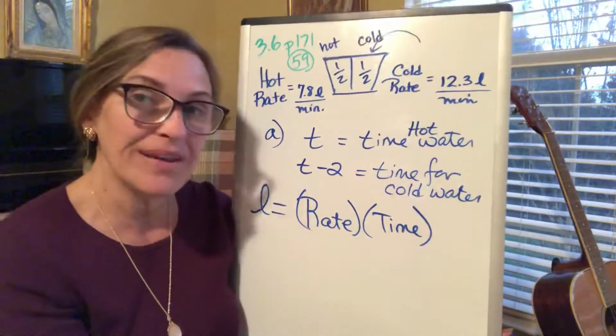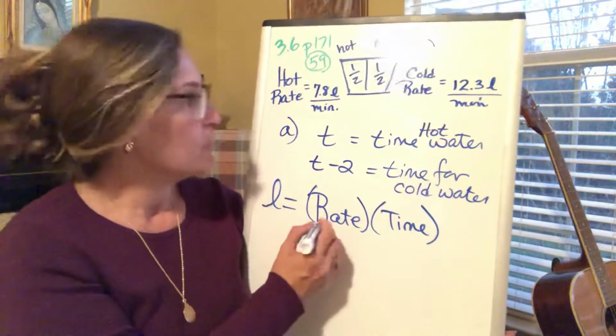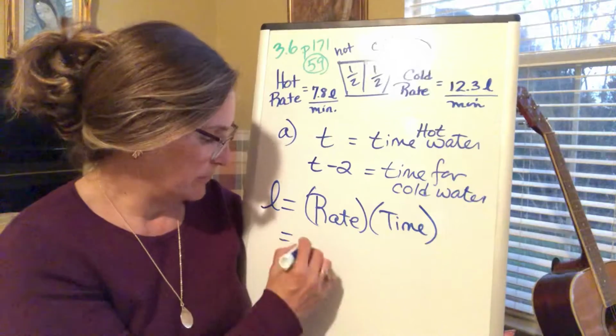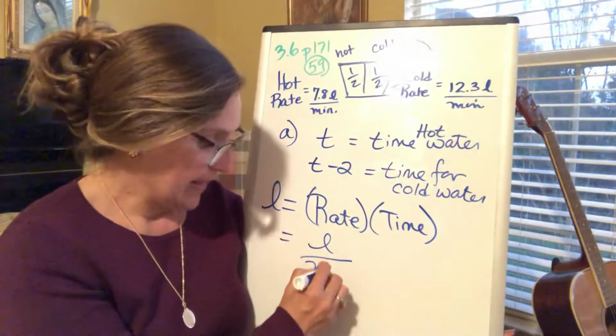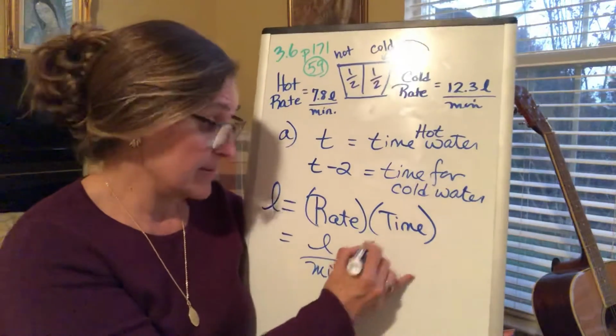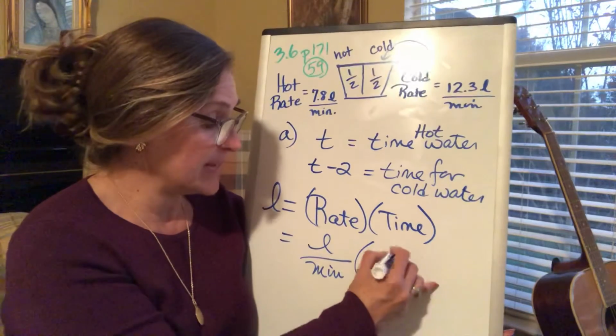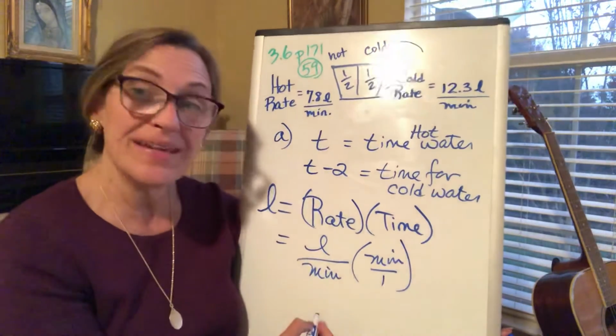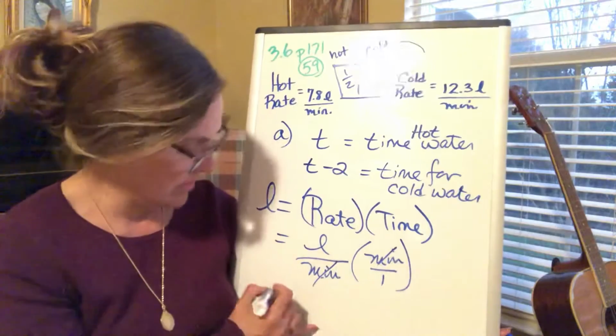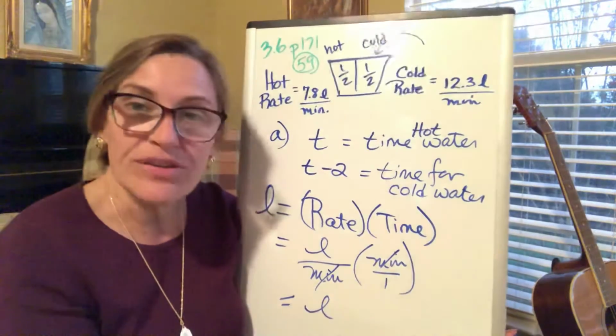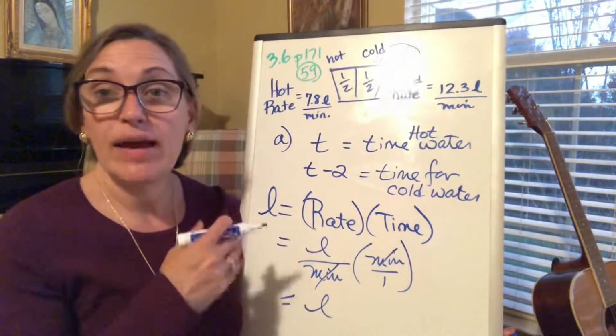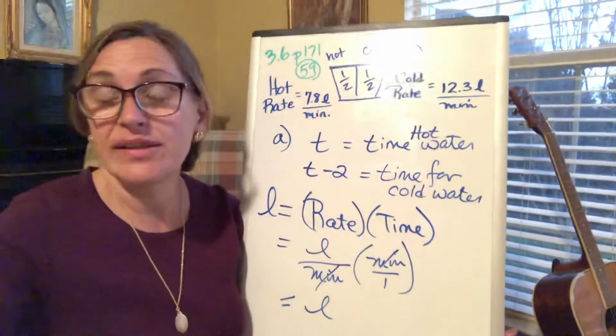And let's just take a look at that, okay? So my rate is in liters per minute, and my time is going to be measured in minutes. So just take a look at that unit analysis. Can't we cancel those minutes? Cancel, cancel. And I'm left with liters. Okay, so we're going to find out how many liters of hot and how many liters of cold.